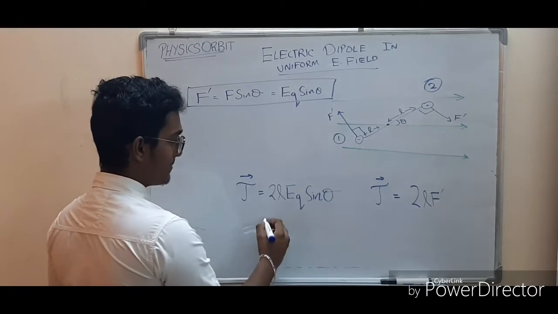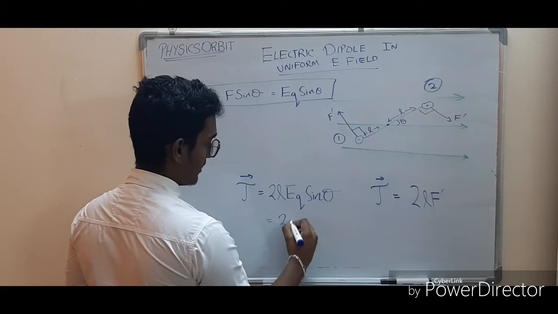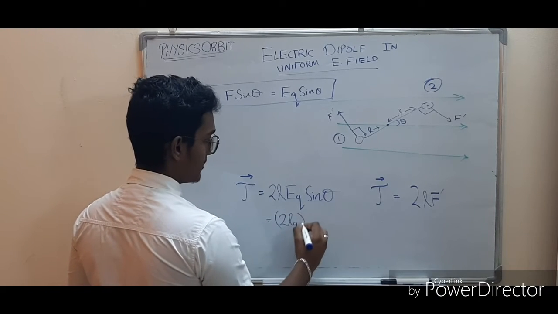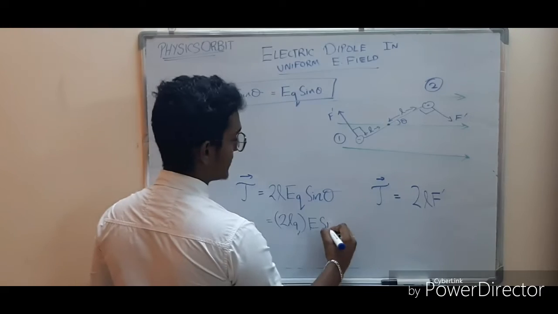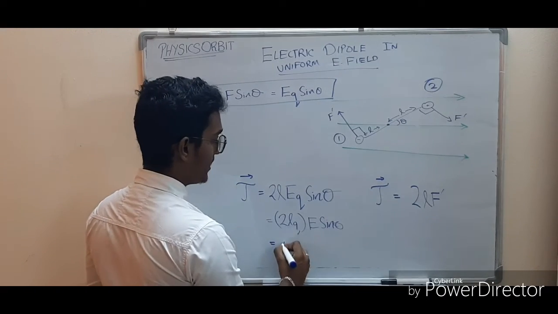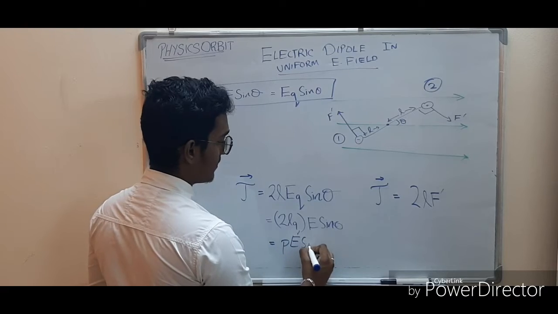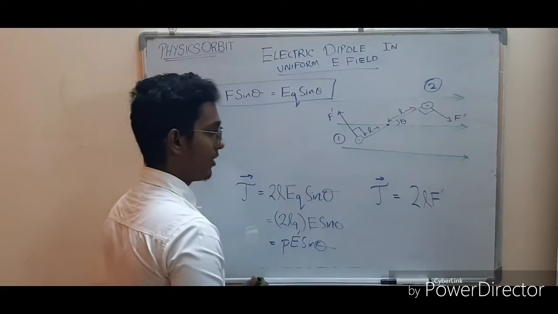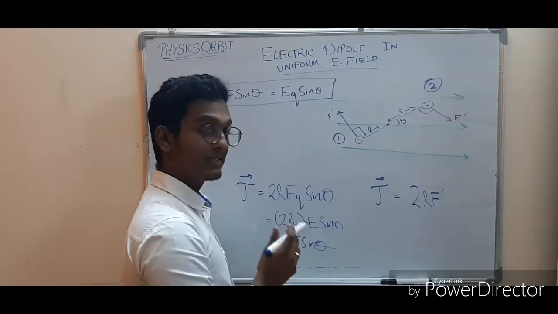We just have to group some terms, just like how we do it in the previous derivation. 2LQE sine theta, and 2LQ is a dipole moment. So you get PE sine theta. This is the torque acting on the system.